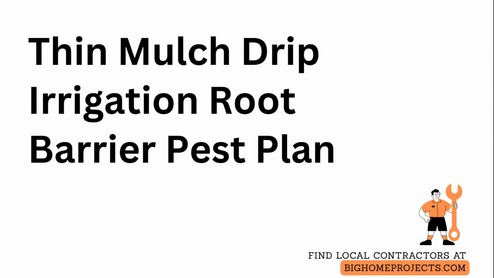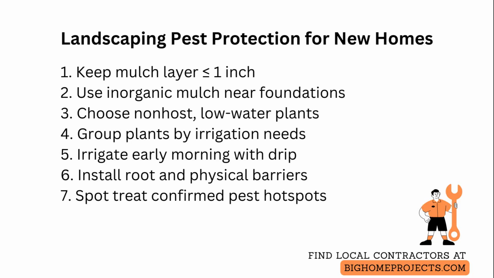New landscaping around new home construction often attracts pests that then migrate into the house, so immediate and strategic pest protection is essential. Start with mulch management by keeping a thin layer, no more than 1 inch, to reduce habitat for pests and to prevent moisture retention against foundation walls.